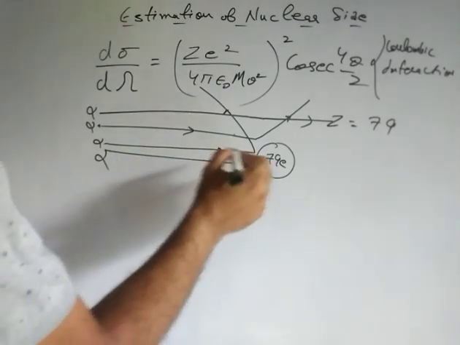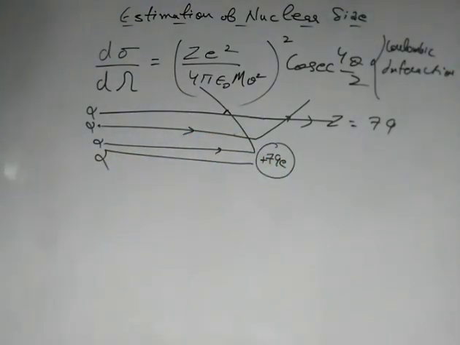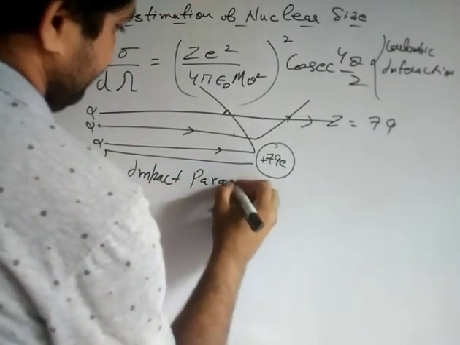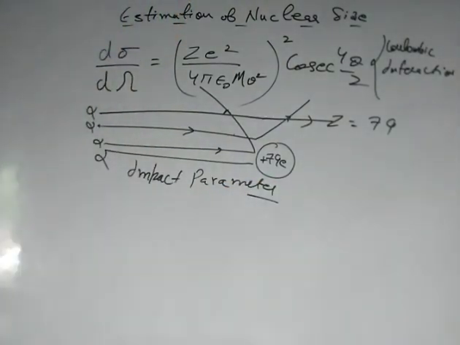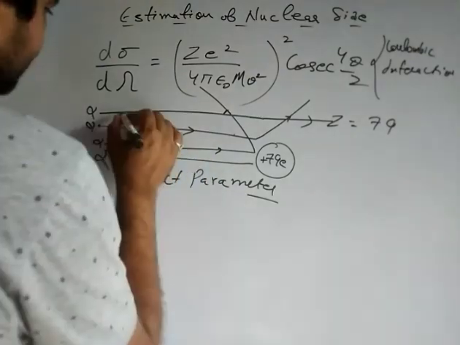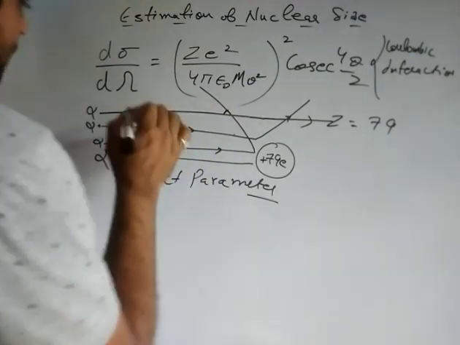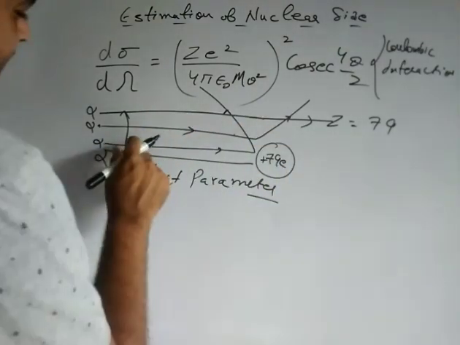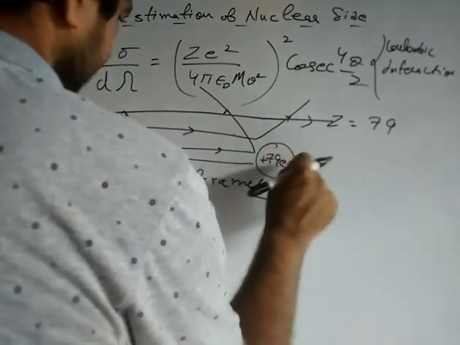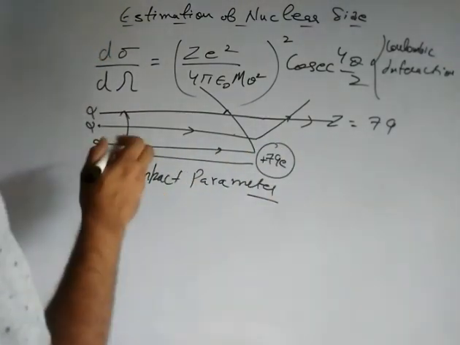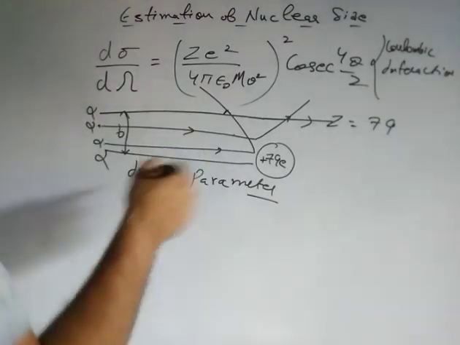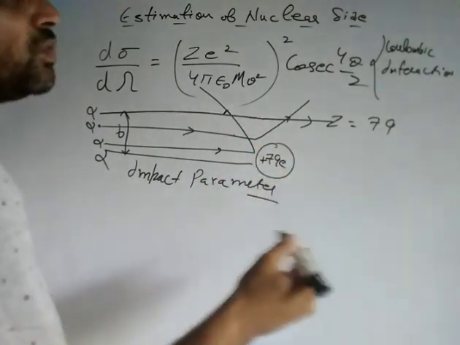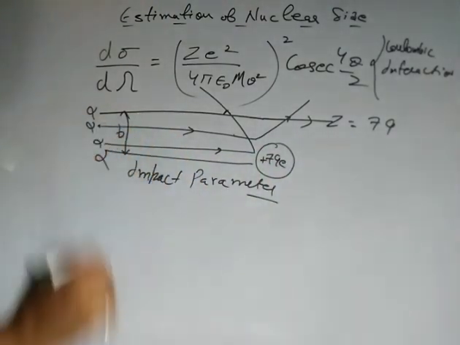Now there is one parameter that I would like to introduce to you, that is the impact parameter. What is the impact parameter? Basically, the impact parameter is denoted by b. It is the perpendicular distance between the velocity vector of the alpha particle and the center of the gold nucleus, or your target nucleus. So whether you will have a backscattering, a forward scattering, or no scattering largely depends on this impact parameter.